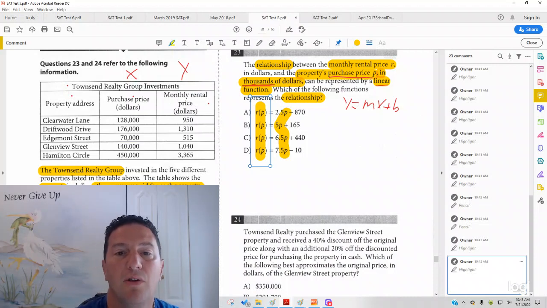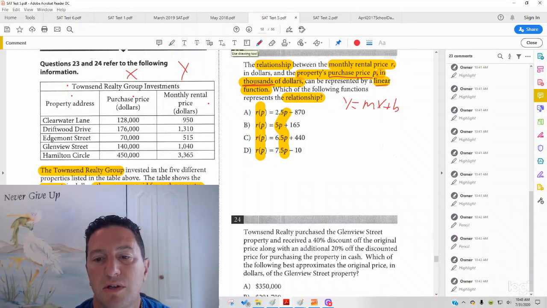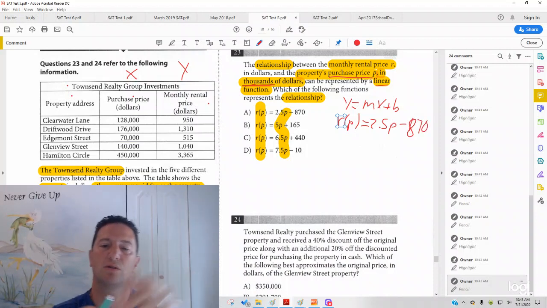Okay, so in other words, if I just took this answer choice A, R of P, that's just your Y, equals 2.5 P. So 2.5 is your slope. P is another way of saying X for this problem. And you can see that your y-intercept is negative 870, just so you know.